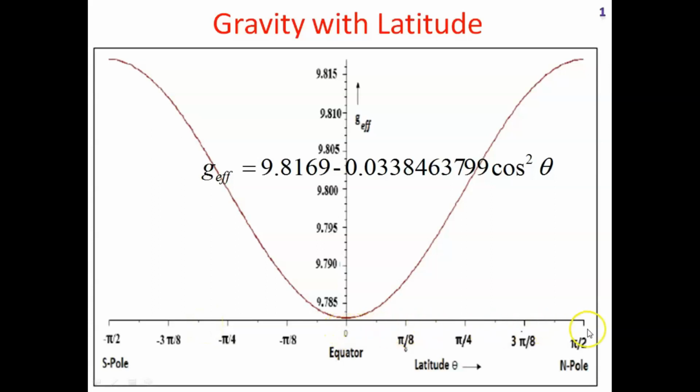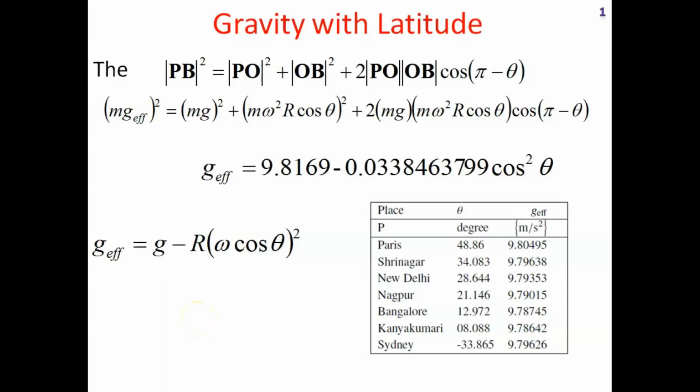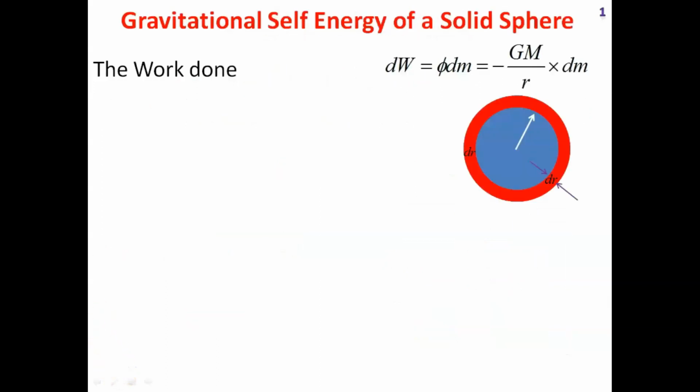Here we are going to the North Pole, and in this direction we are going to the South Pole. This table depicts different values of theta and g effective. Now we are in position to learn the gravitational self-energy of a solid sphere.